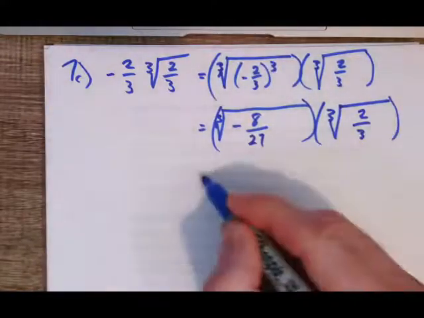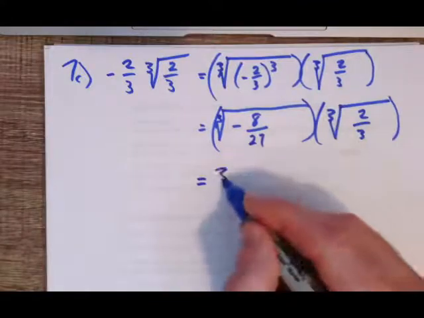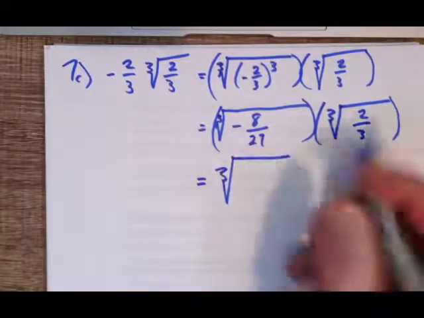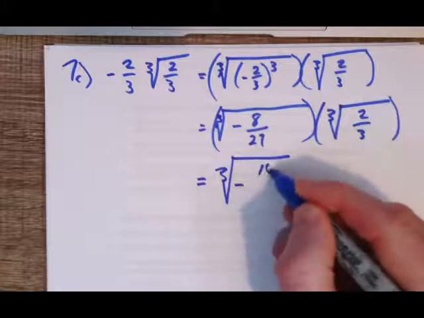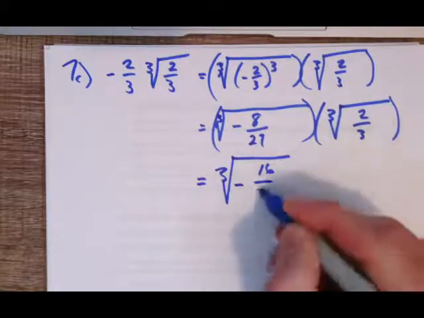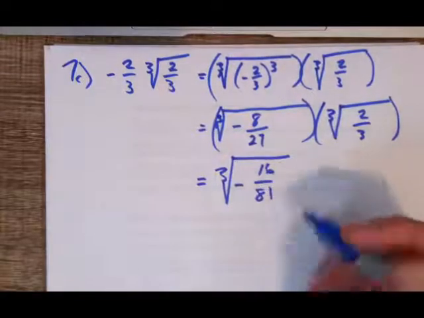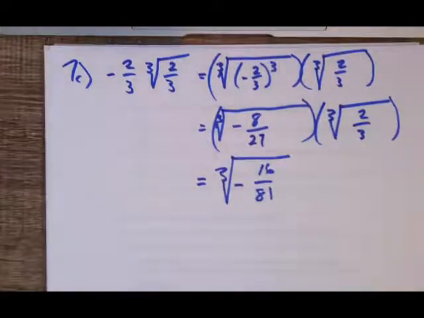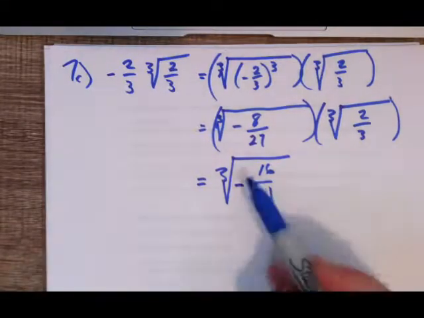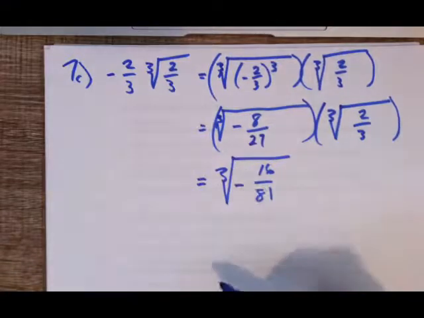So now we multiply those. Cube root of 8 times 2 is 16. 27 times 3 is 81. So we have negative 16/81. Negative can be on top, can be on the bottom. Let me just check to make sure that I didn't make a mistake. 7b, negative 5/18, yeah. C is negative 16/81. Yeah, so in the answer, it's got the negative up here. Doesn't matter, it's all the same.